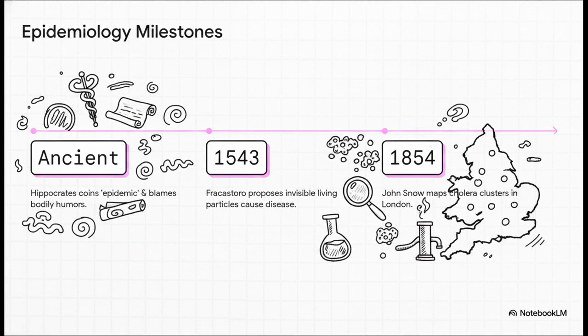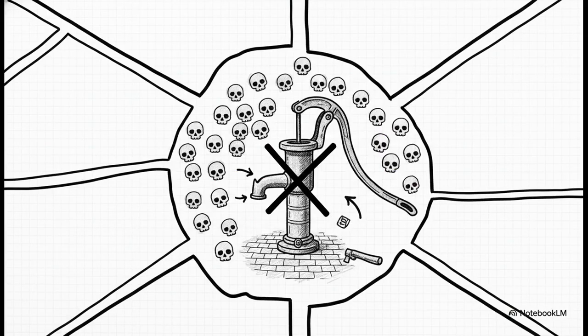But the biggest shift? That happened in 1854 in London. Enter John Snow. No, not that John Snow. This one is widely considered the father of modern epidemiology. During a completely terrifying cholera outbreak in London's Soho district, Snow didn't just look at the sick people, he mapped them out. And he noticed this massive cluster of deaths right around a single water source.